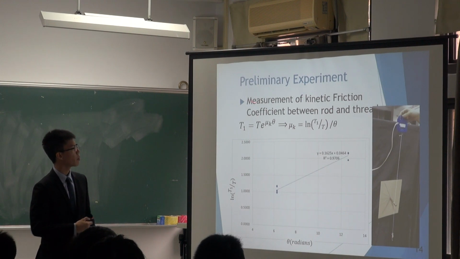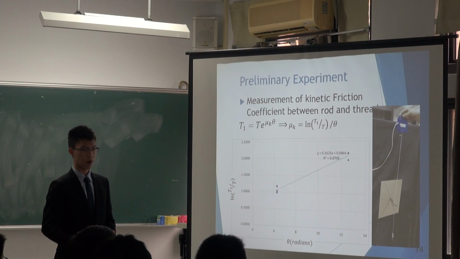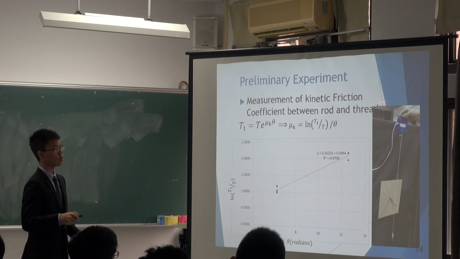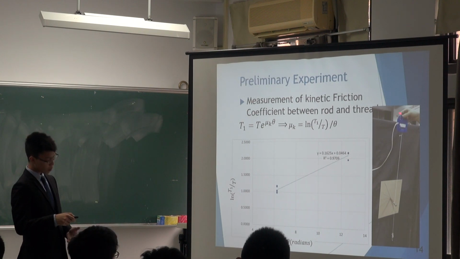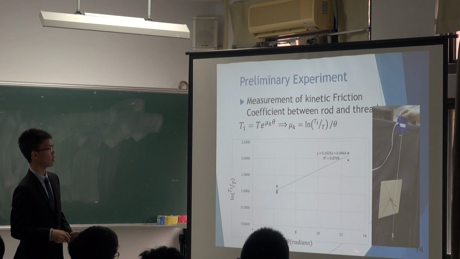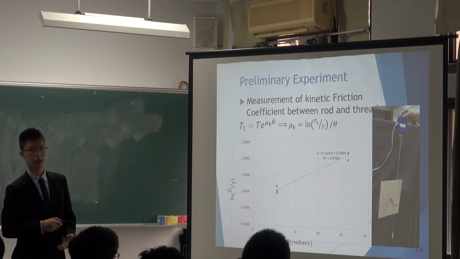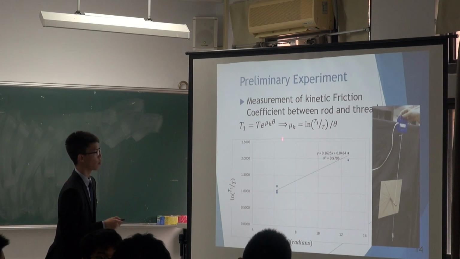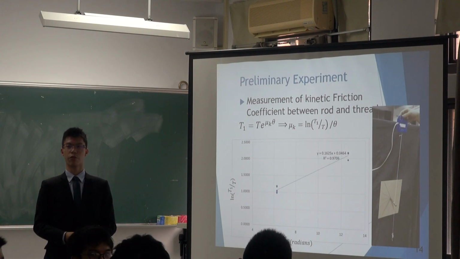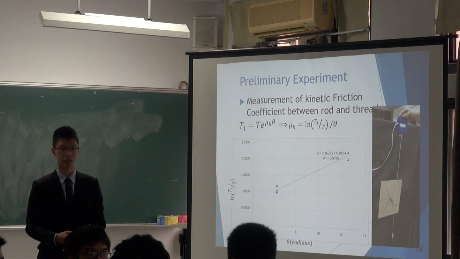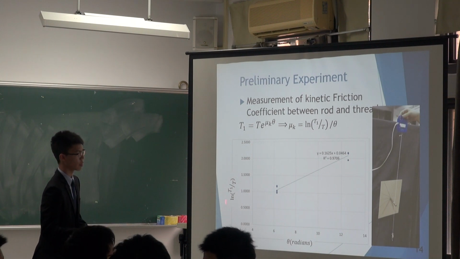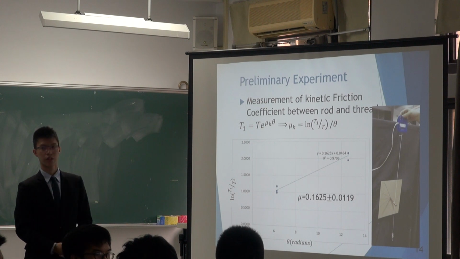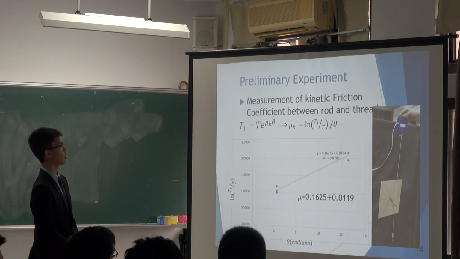So here are some preliminary experiments on determining the actual value of the friction. We use our classical meter here. According to the relation we derived earlier, we could calculate our mu k, which is our kinetic friction coefficient, in this form. And this is our graph here, with plus and minus 1 standard deviation.